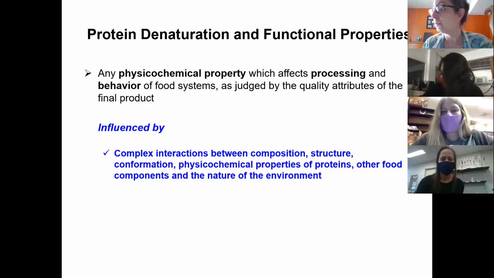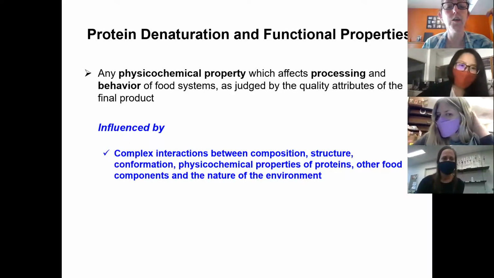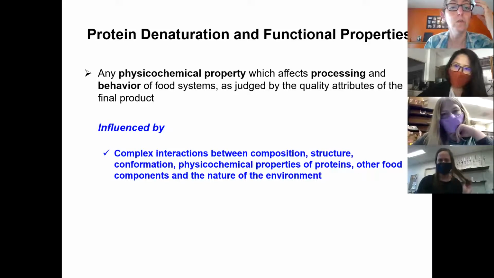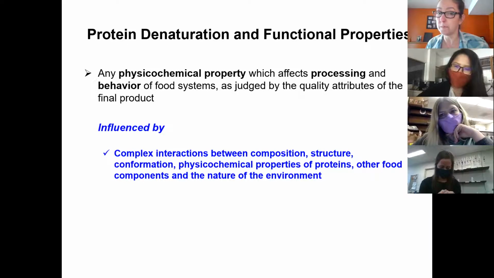So this is a definition of the functional property. A physical-chemical property which affects processing and behavior of food systems. And we usually judge it by quality attributes of the final products. I mean, what's the texture? Mostly it is the texture, the physical characteristics of the final product.